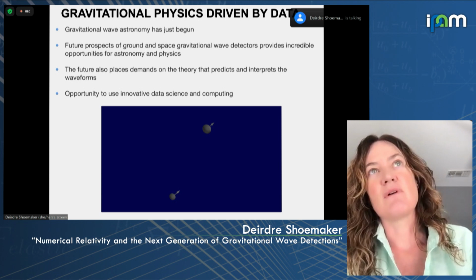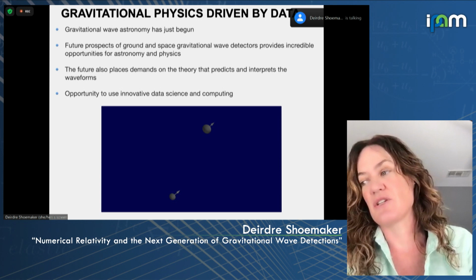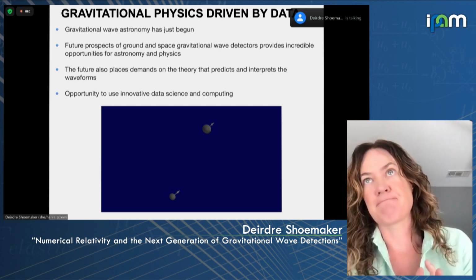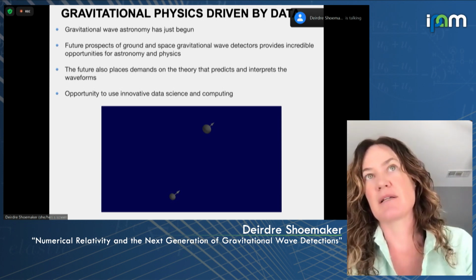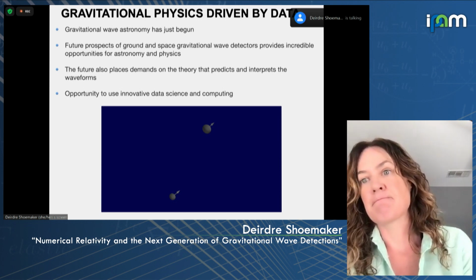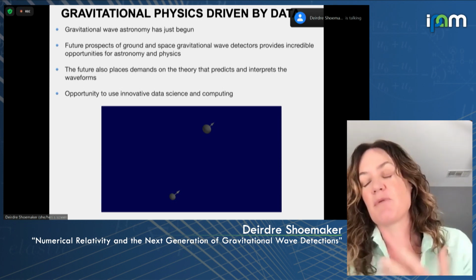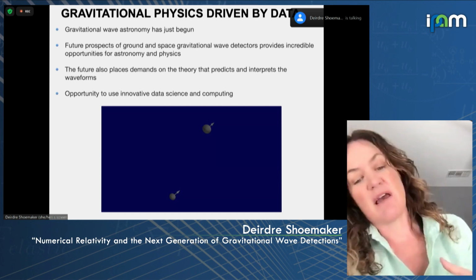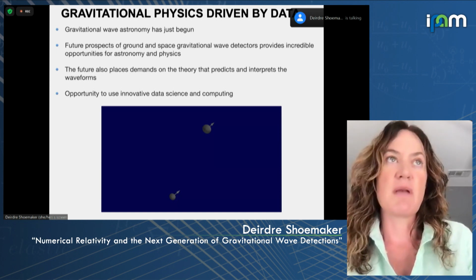And I think the future prospects of both ground and space are huge. We're going to see new astrophysics, and we're also going to see new fundamental physics. And I think the whole point of this talk is that future prospect places some demands on us, the numerical relativity community, and other theoretical gravity communities, the people who predict and interpret the waveforms, because the increase in accuracy and the increase of sensitivity of these detectors adds new demands on us.